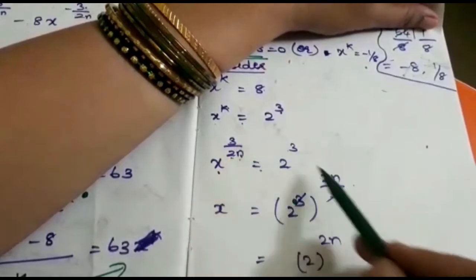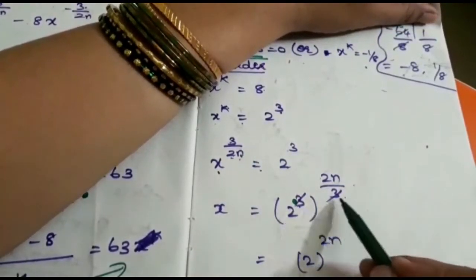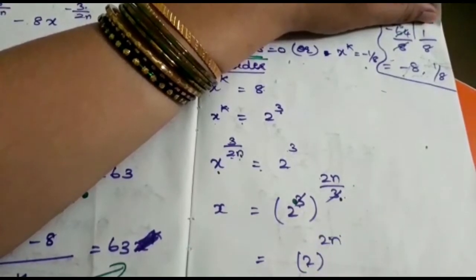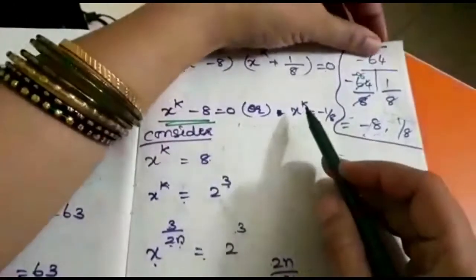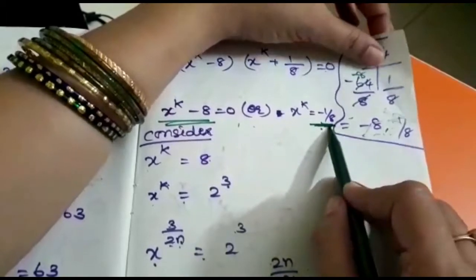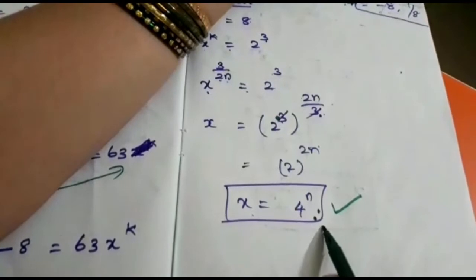That is, numerator will become denominator, denominator will become numerator. So this 3 and this 3 will be cancelled. So 2^2n. So x is equal to 4^n will be the answer. This one we no need to consider because it is a negative thing. So this is a solution.